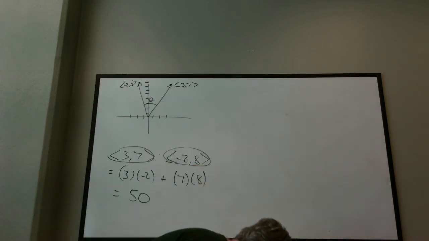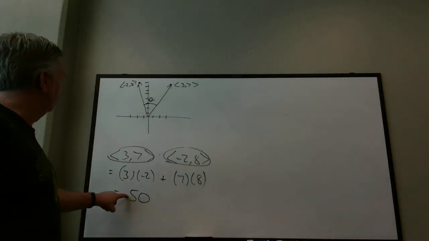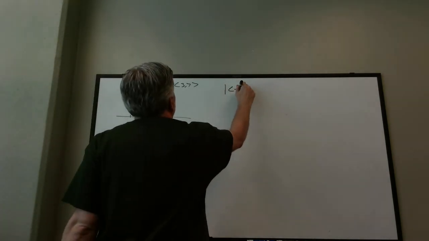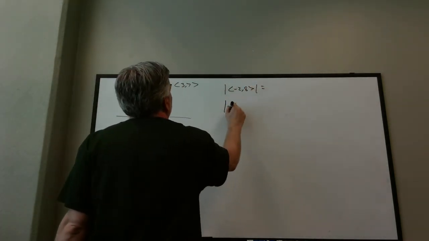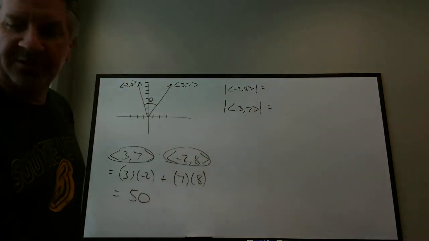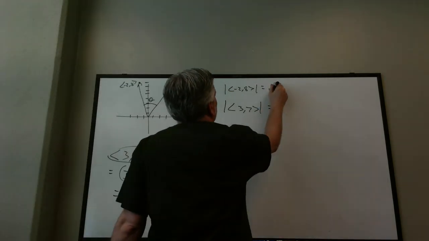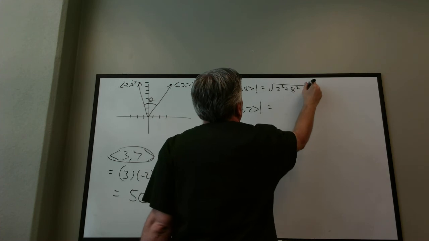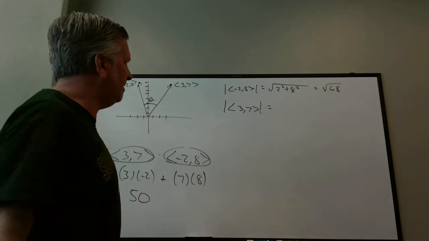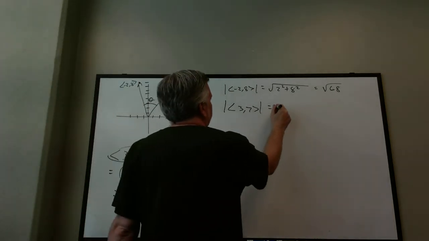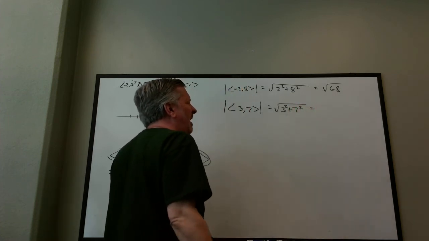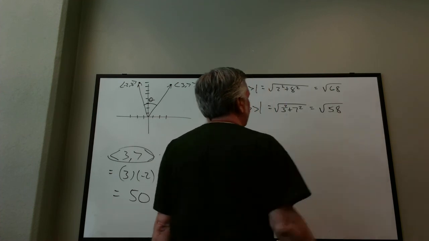We need the dot product. Well, we did the dot product above, right? So we already did the dot product. What else do we need? We need the magnitude of each of the vectors. Remember, the magnitude is represented by the vertical bars. So I need the magnitude of the vector negative 2, 8. That's the square root of 2 squared plus 8 squared. That's 64 and 4, the square root of 68. And what's the magnitude of the vector 3, 7? Square root of 3 squared plus 7 squared. That's 49 and 9, so that's the square root of 58.